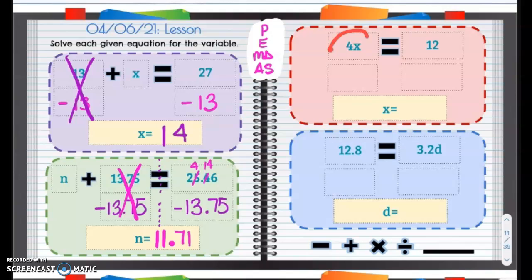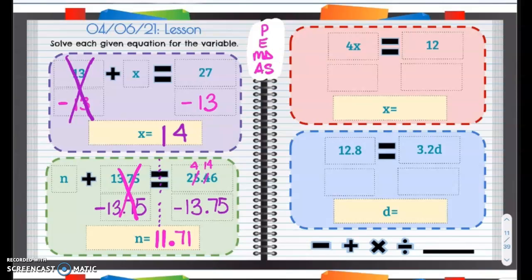Now, we've got something over here. Oh my goodness, what does that mean? When you have a number right in front of a variable, or a number right in front of a letter, that means multiply. So that means 4 times x. So what is the opposite of multiplying? Well, dividing. So we're going to divide.